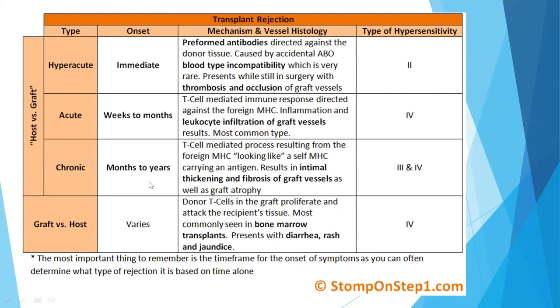Chronic rejection, like months to years, is a T cell mediated process resulting from foreign MHC looking like self MHC carrying an antigen; it is type 3 and type 4. For graft versus host disease, the timeline varies. There is bone marrow suppression, then transplant, and the patient presents with diarrhea, rash, and jaundice. When there is bone marrow suppression, defective RBCs are produced. When these defective RBCs are produced, they get lysed, and whenever these RBCs get lysed, there is jaundice. So it is a sort of type 4 hypersensitivity reaction.